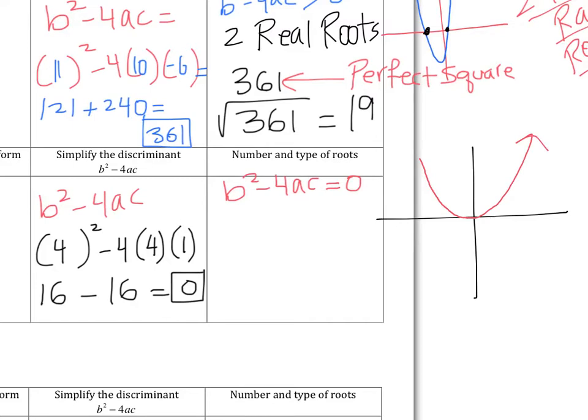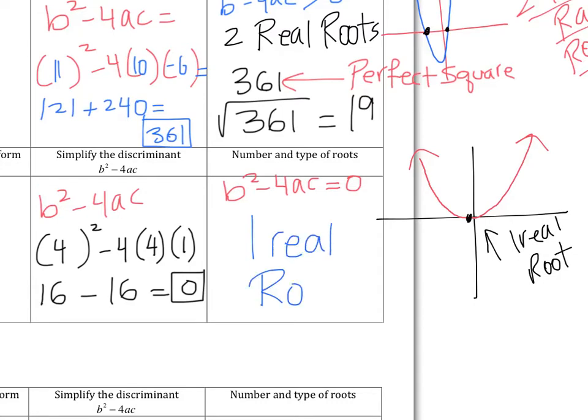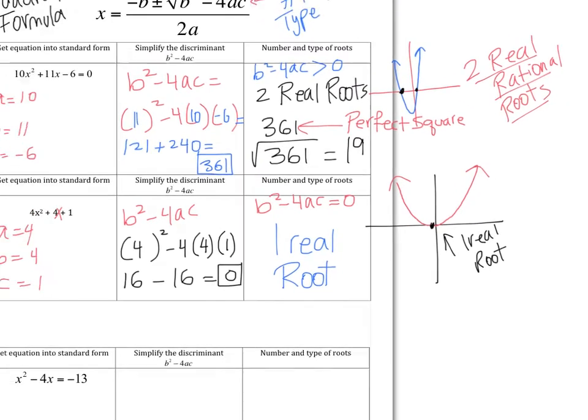There you go. As you can see, my parabola touched the x-axis at only one point. So I only have one real root, and in this case, my root is also the vertex. So basically, my parabola is sitting on the x-axis. So if I discover that the discriminant is equal to 0, then I directly know that I have one real root. So far, what have we discovered about the discriminant?